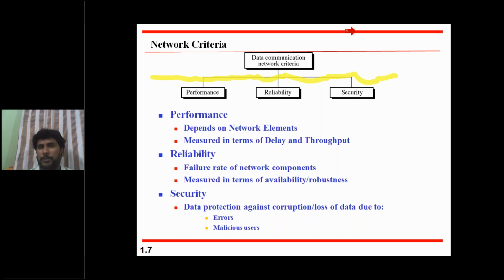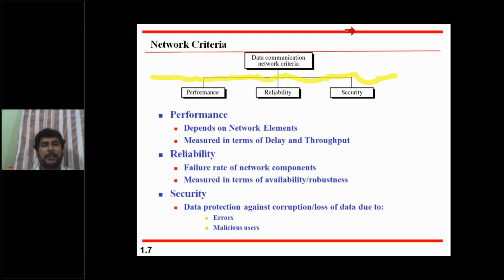So we are trying to measure a cellular network performance in terms of signal strength or the data rate supported. Similarly, different networks which we are going to discuss have certain criteria through which they are evaluated. And what are those criteria which we generally use to evaluate a network? The first one is performance. The next we have is reliability. The third one is security.